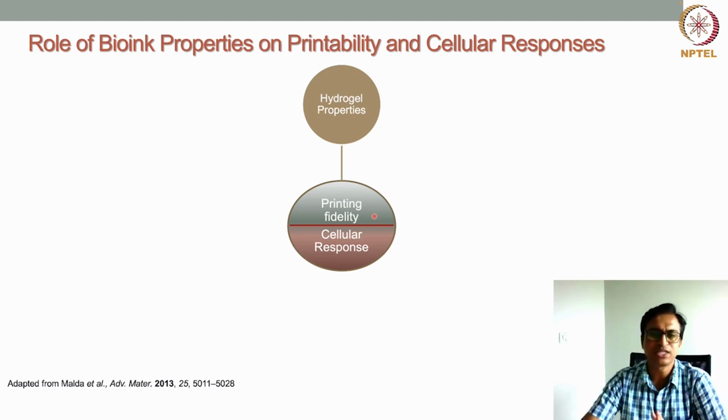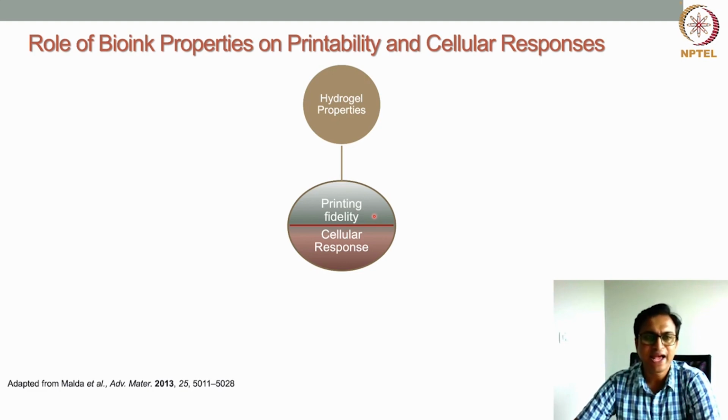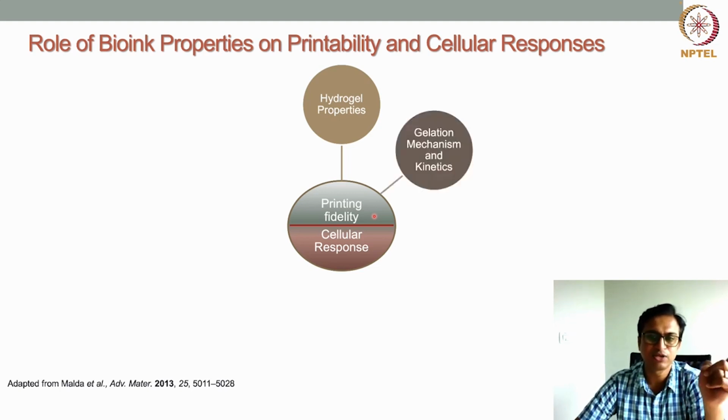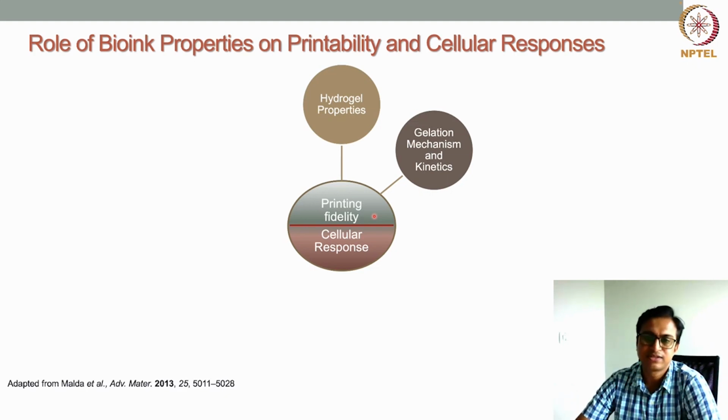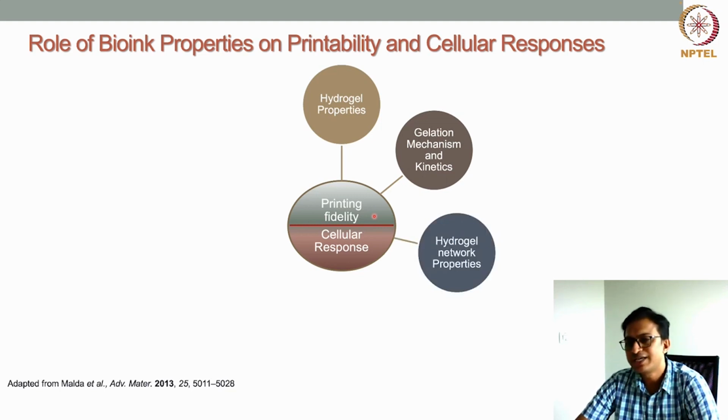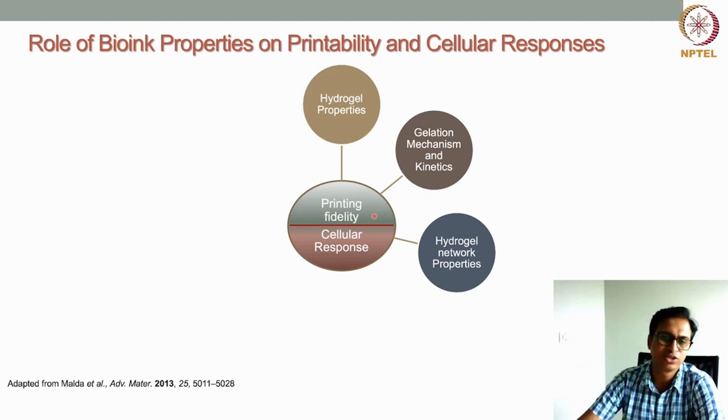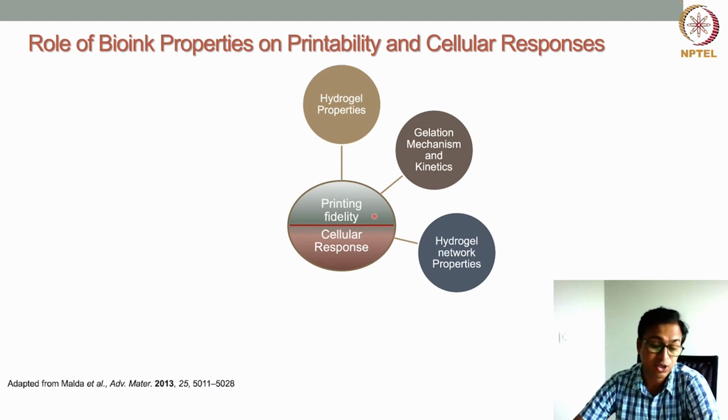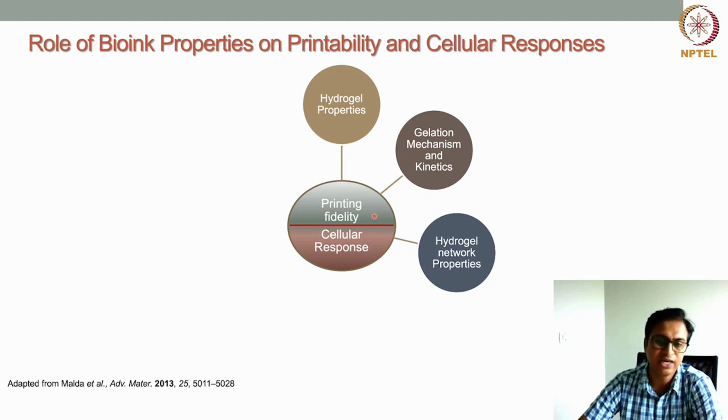Now here we'll see all the things in totality. What are the different aspects of Bioink that can influence printing fidelity and cell response, like the hydrogel properties, gelation mechanism and kinetics. This is another very important criterion that has very high influence on both these properties. Hydrogel network properties are also very important for the hydrogel. What kind of network structure they have has a direct influence on the flowability or the rheology of the material, and accordingly that can impact printing fidelity and cellular responses.